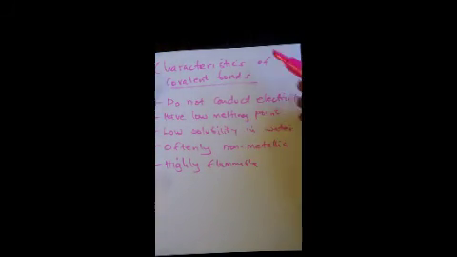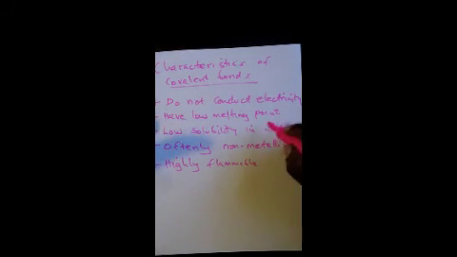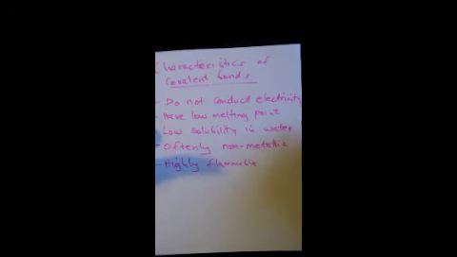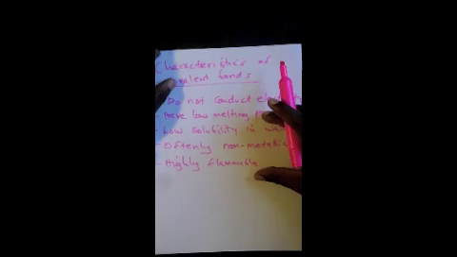non-metallic. So a few characteristics of covalent bonds: most often, they do not conduct electricity. They have a low melting point, and they have low solubility. That means they do not dissolve so easily in water. And they are often not metallic, and they are highly flammable.